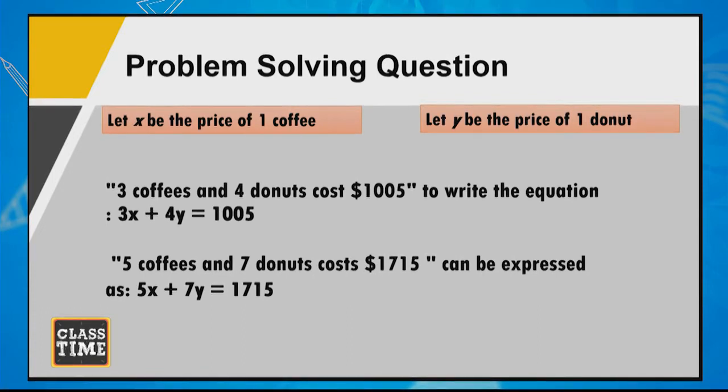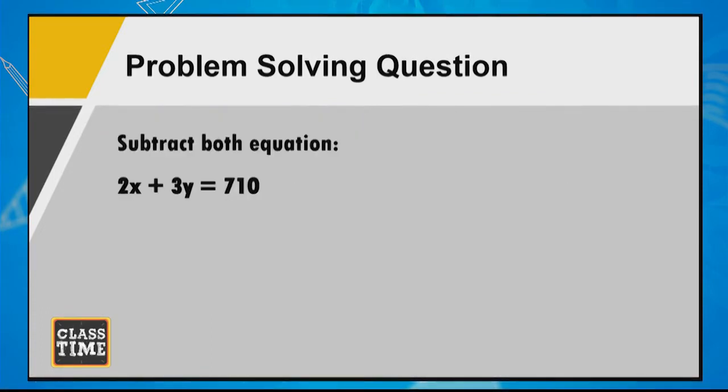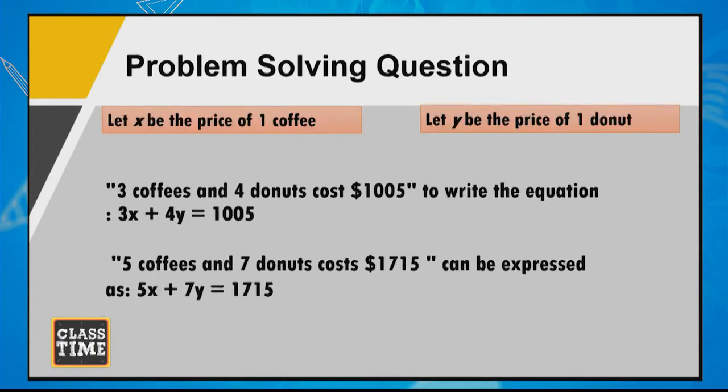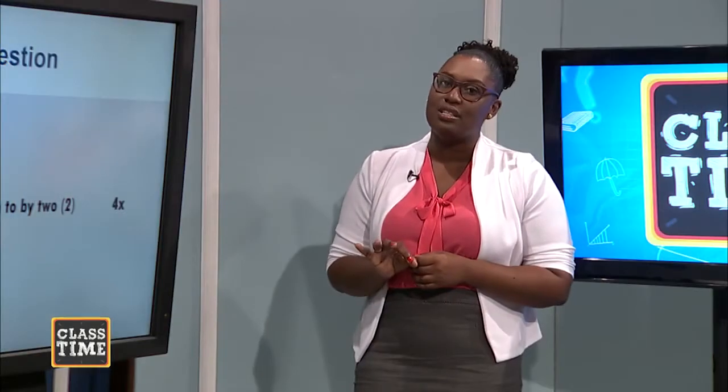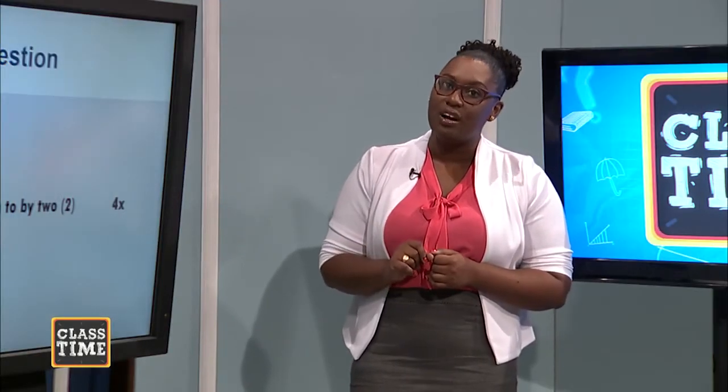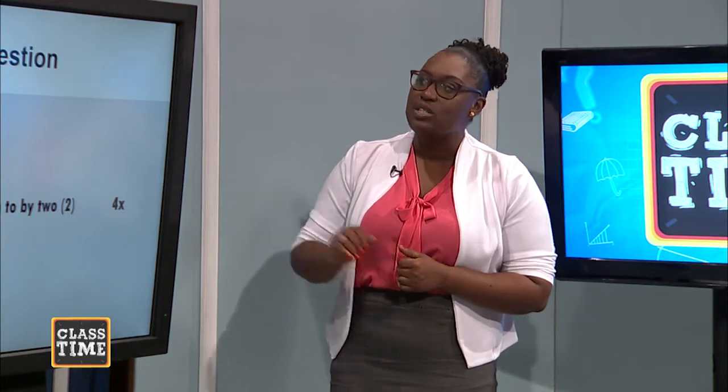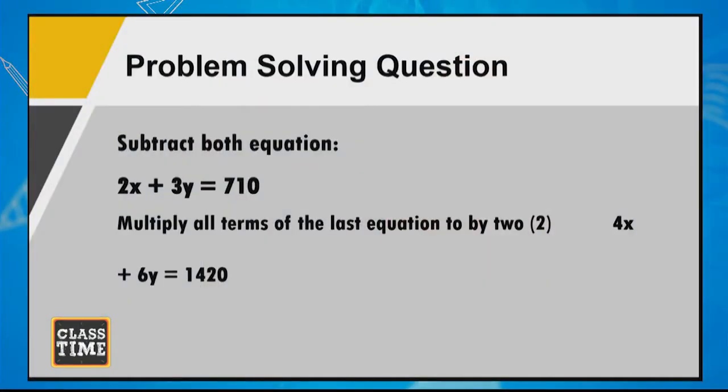So we subtracted. To end it off, we're now going to multiply all of our terms by 2. Here's why we're multiplying by 2. Remember that the question asked us for the value of 4 coffees and 6 donuts. So if we look at the equation that says 2x plus 3y is equal to $710, we realize that if we want to find double that amount, we simply multiply.